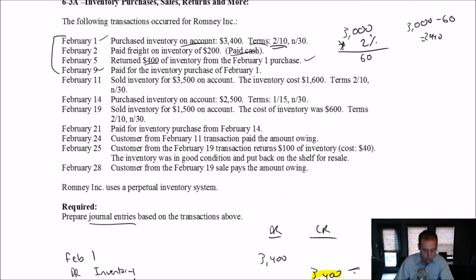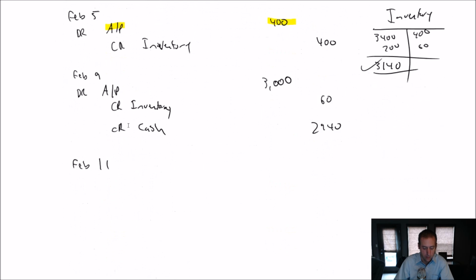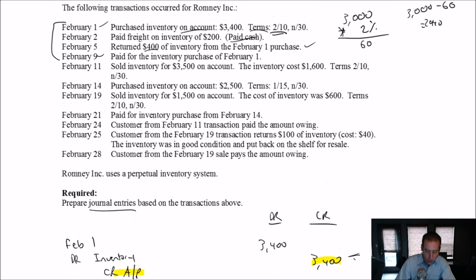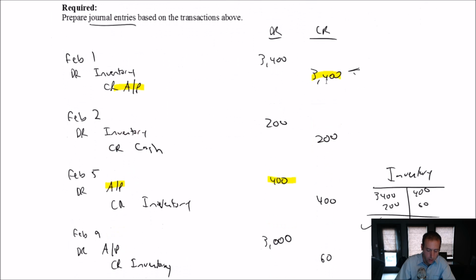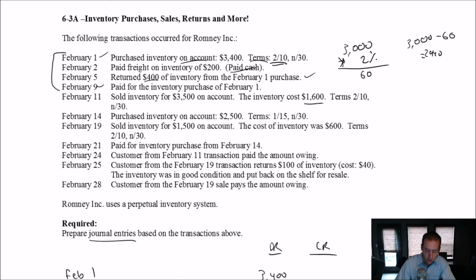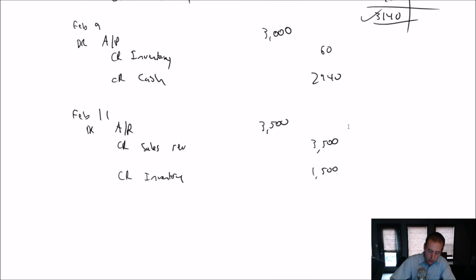So let's start with the sale, $3,500 on account. Normally when we sell something for cash, we debit cash. If we sell something on account, we debit AR, $3,500. We're going to credit sales revenue because we've earned some money here, $3,500. Now, what did that inventory cost? The inventory cost $1,600. So the customer walked out the door with some of my stuff. How much stuff? Was it $1,500 or $1,600? Oh, $1,600. They walked out the door with $1,600 of my stuff.